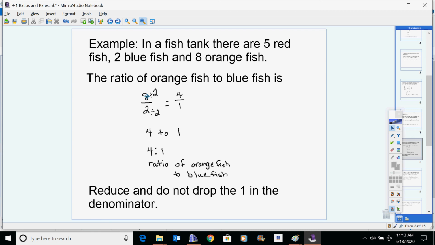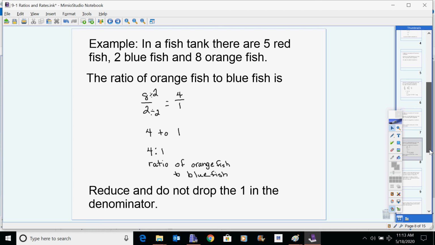Because you all know that 8 divided by 2 is just 4. But in order to make it in ratio form, you have to leave the denominator, because there are 4 orange fish for every 1 blue fish. It's a 4-to-1 ratio of orange fish to blue fish. Okay, so be careful of that.